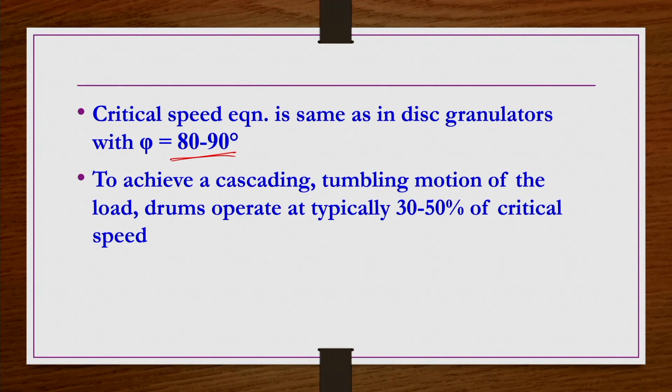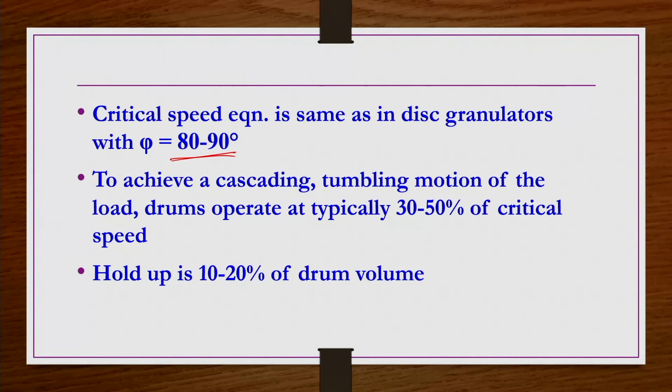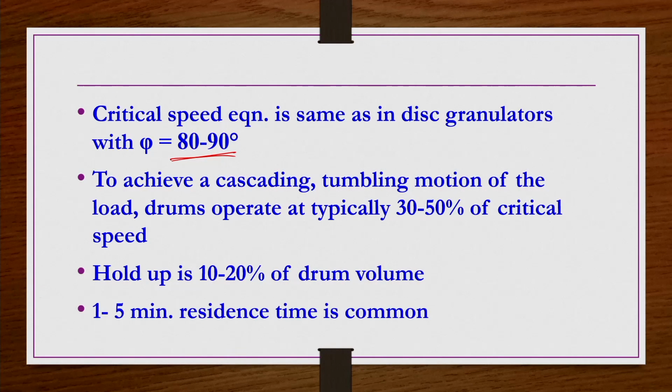To achieve a cascading tumbling motion of the load, drums typically operate at 30 to 50% of the critical speed, whereas the hold up is 10 to 20% of the drum volume, and 1 to 5 minutes residence time is common and sufficient in general to fulfill a granulation operation in drum granulators. Now, the effect of operating variables on granulation rate processes, especially for these tumbling granulators, we are going to see now.